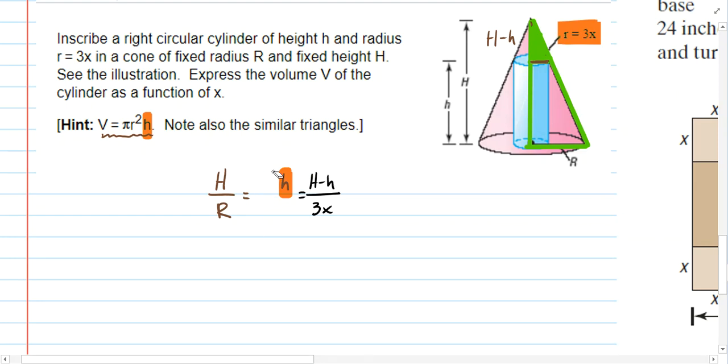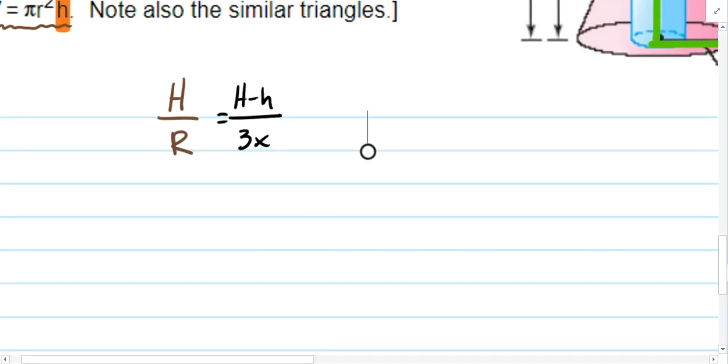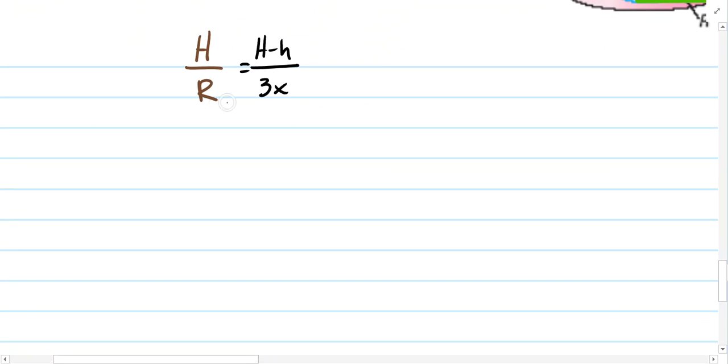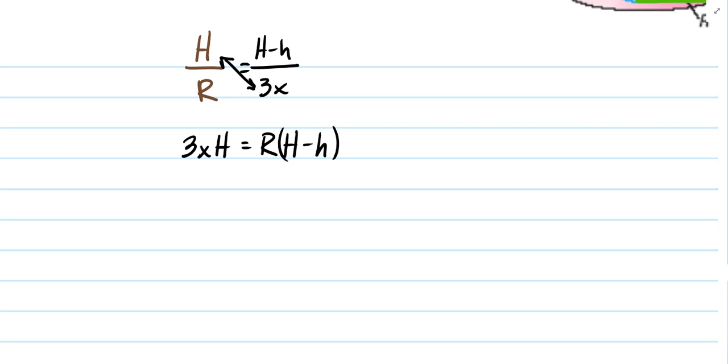I'm going to ignore this middle step now. I'm going to treat these two ratios as equal to one another. And when two ratios are equal to one another, we can cross multiply and those products will be equal. So capital H times 3x is equal to capital R times H minus h. These two cross products are always equal if the fractions are equal.